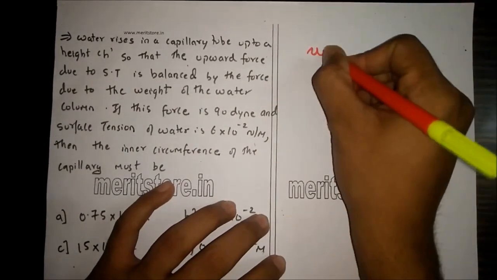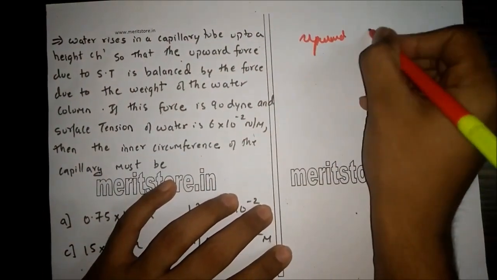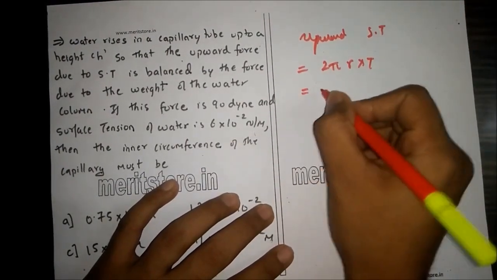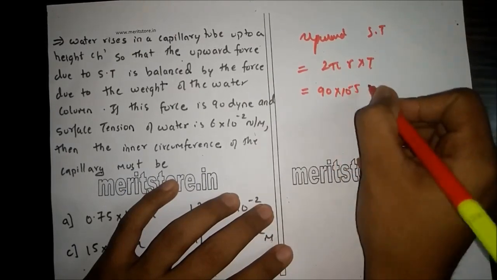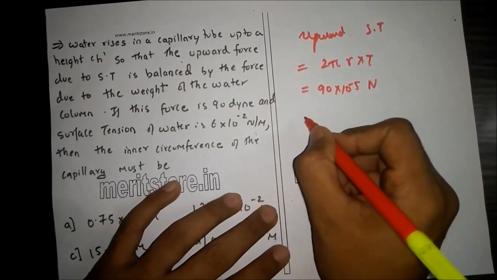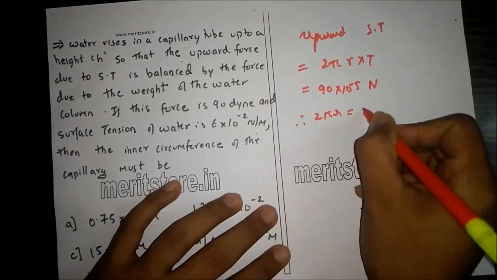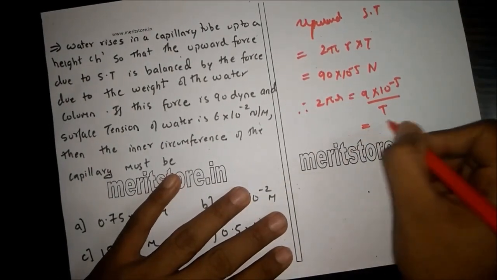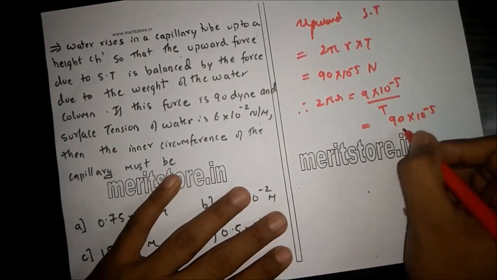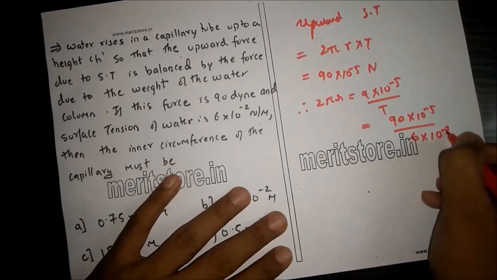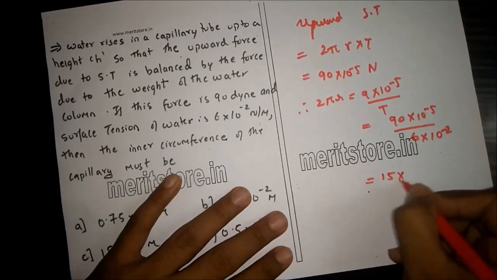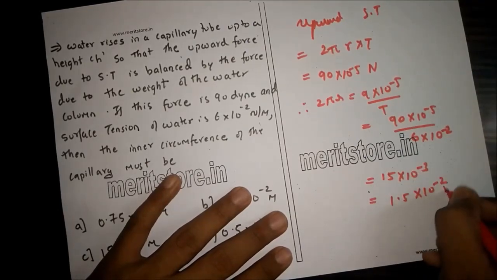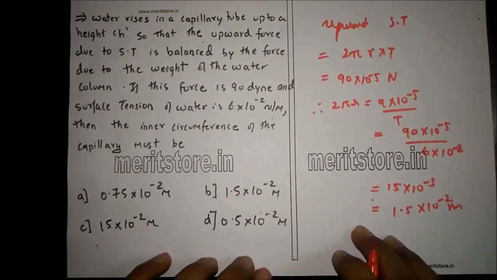Now, the upward force due to the surface tension is given by 2 pi r into T, which is equal to 90 into 10 raised to minus 5 newtons. Therefore, 2 pi r is equal to 90 into 10 raised to minus 5 upon T, which is equal to 90 into 10 raised to minus 5 upon 6 into 10 raised to minus 2, which is 15 into 10 raised to minus 3, which is equal to 1.5 into 10 raised to minus 2 meters. Therefore, here the correct answer will be option B.